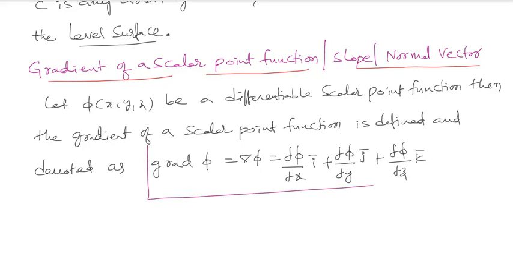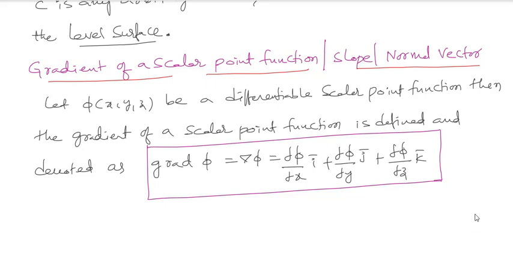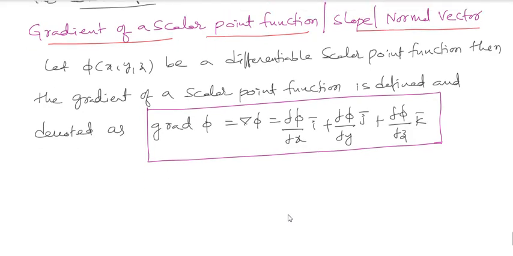That is a level surface, which is nothing but what? The differentiable scalar point function. Clear with my point? Yeah, that is how you people have to do. So this is a gradient, grad phi, which is also called del phi.